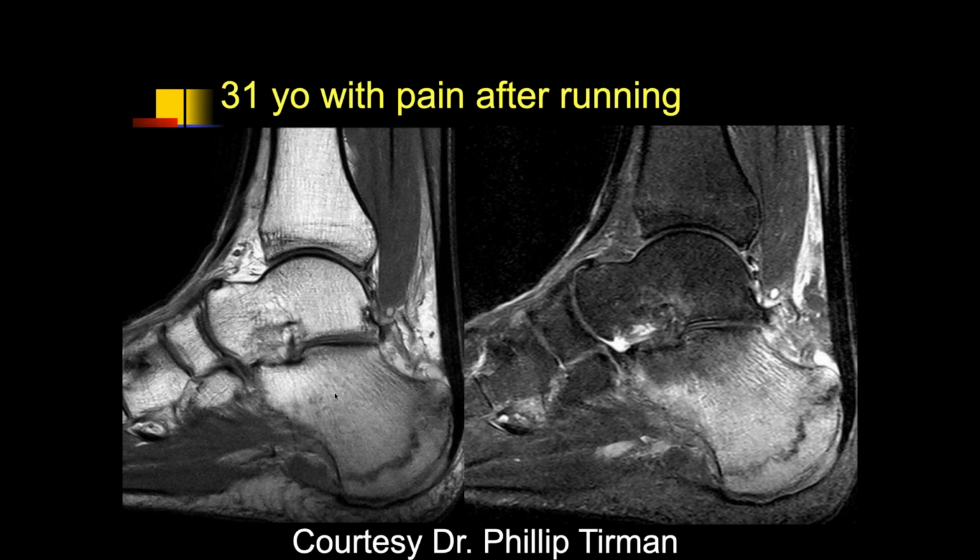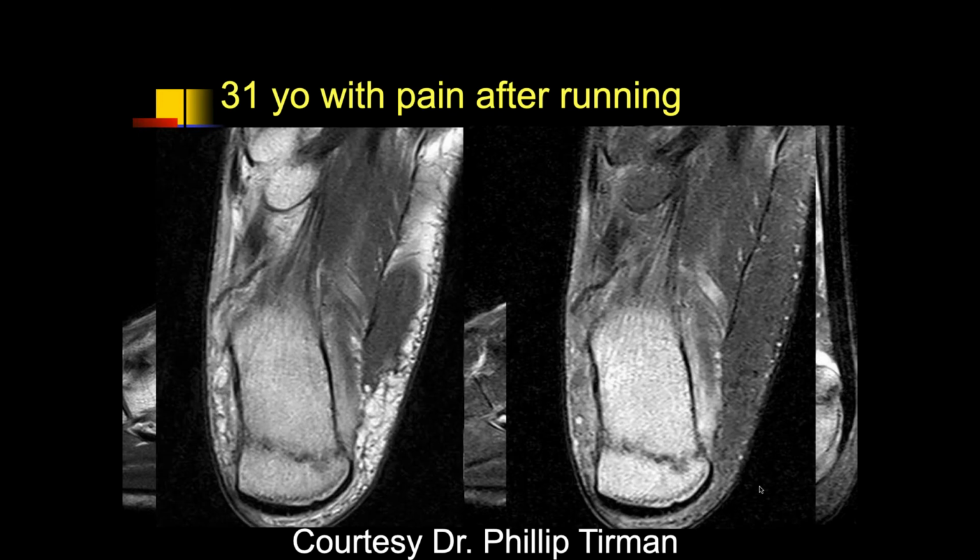Ashu, what do you think? This is a mid-age jogger. So we can see a fracture plane extending through the posterior calcaneus. We see a lot of bone marrow edema. I think there's no displacement here, but this looks like a stress fracture.